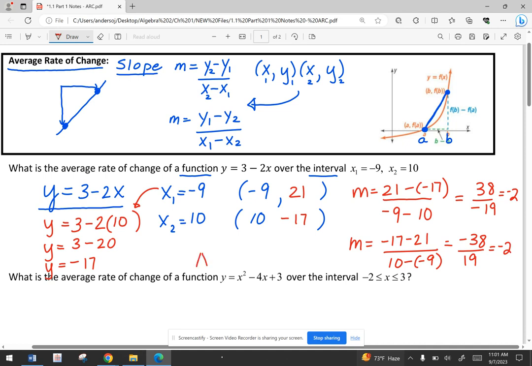So what you've just found is the average rate of change. It's the rate of change between those two x values. That average rate of change is -2.